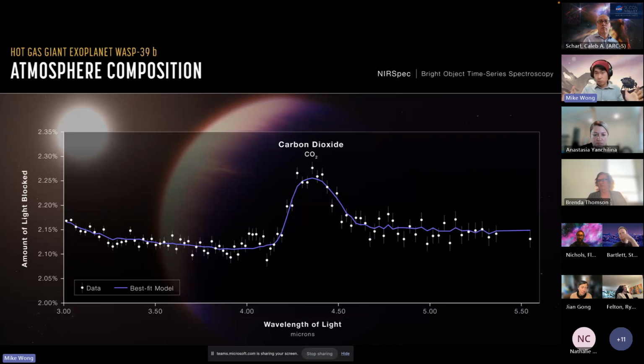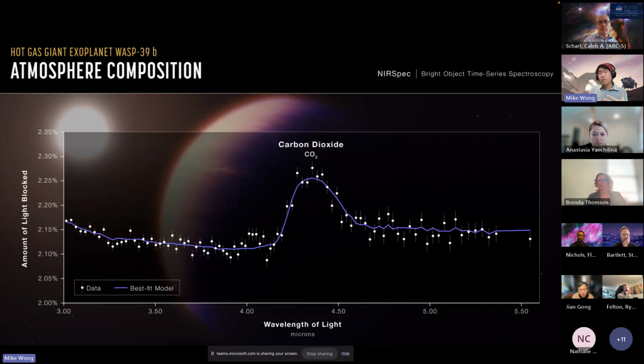Now, carbon dioxide is a really exciting gas, especially when it comes to biosignatures and habitability, because it's one of those gases that life both breathes in and breathes out here on Earth. But don't get too excited. WASP-39b is very unlike Earth. It's one of those hot Jupiters, unlikely to host life as we know it.